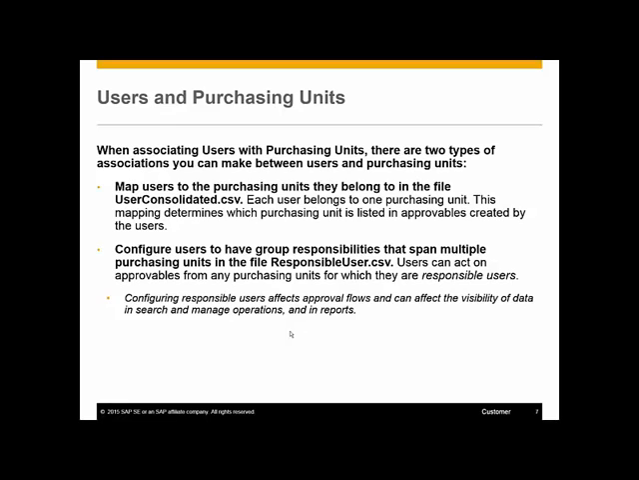If we decide to establish purchasing units, there are several master data files that would be affected. And one of the main things is we want to associate users with purchasing units. We can establish that type of relationship in two different ways. The first is to map users to the purchasing units they belong to using our file userconsolidated.csv. This is the main file that we use to load and establish users in Ariba. If we do this, this is a one-to-one relationship between users and purchasing units.